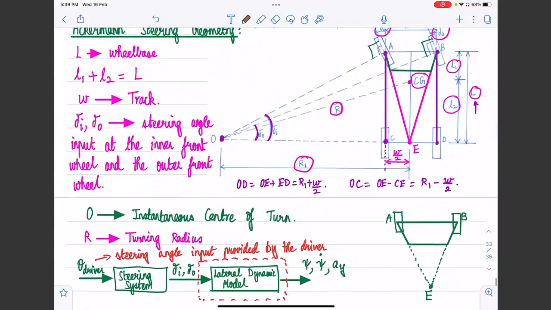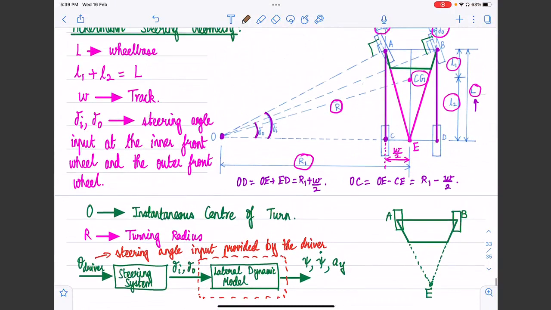So now let's go back. I want to essentially derive an expression for the turning radius. What we are going to do is consider this right triangle OCGE. If I consider the right triangle OCGE, I use the Pythagoras theorem, right? So this is R, this is R1, and what is this distance? This is L2.